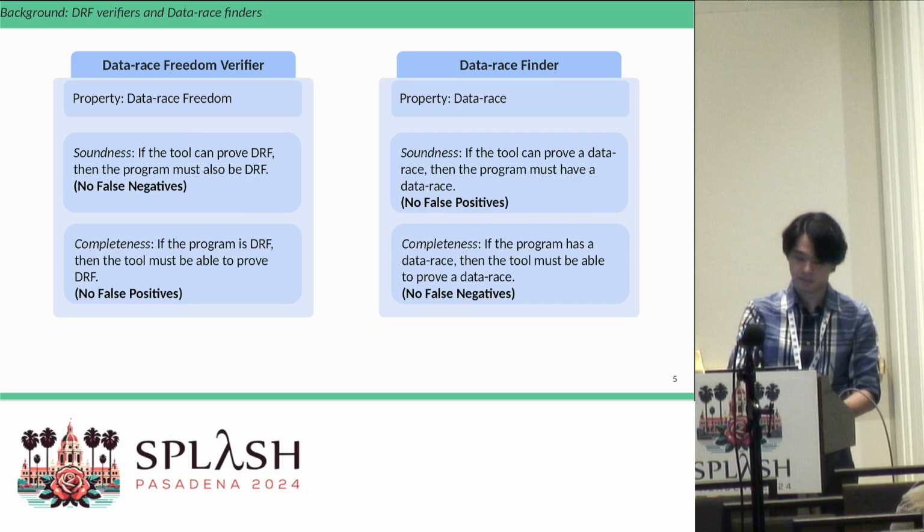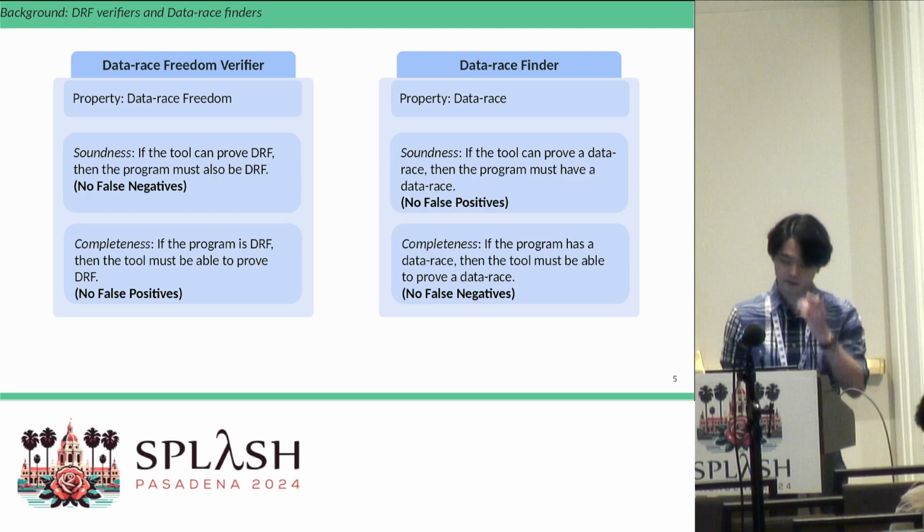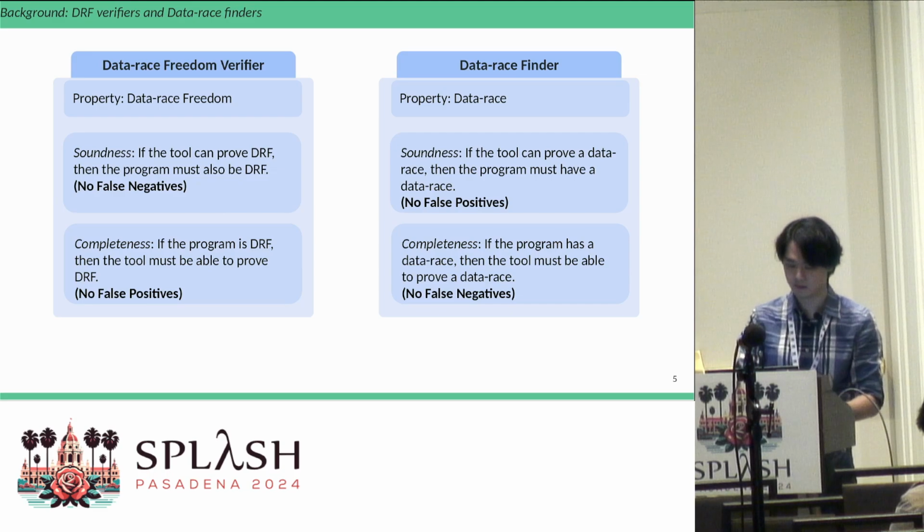So the main property of a data race freedom verifier is to check data race freedom. So we can define soundness as: if the tool proves data race freedom, then the program must also be data race free. So no false negatives. And completeness is the opposite, where if the program is DRF, then the tool must be able to prove DRF. So no false positives.